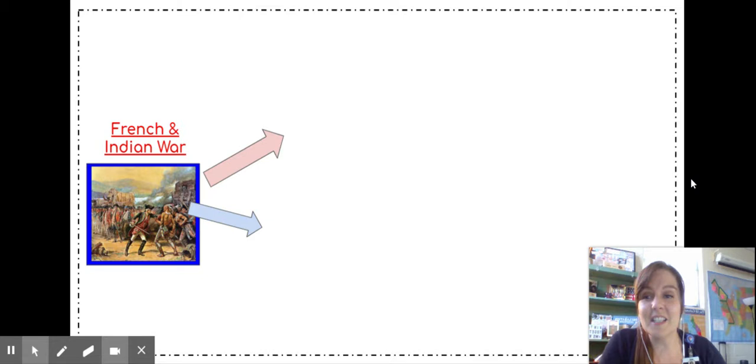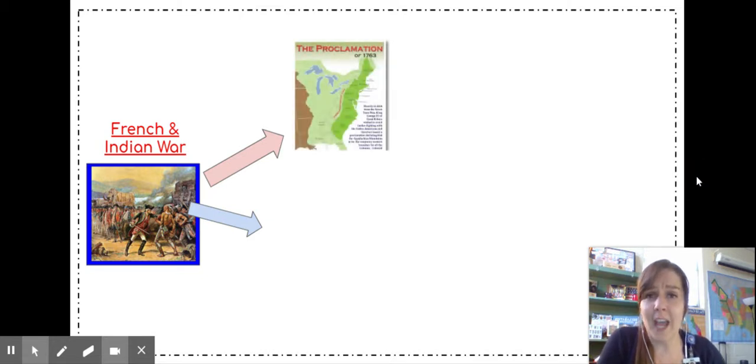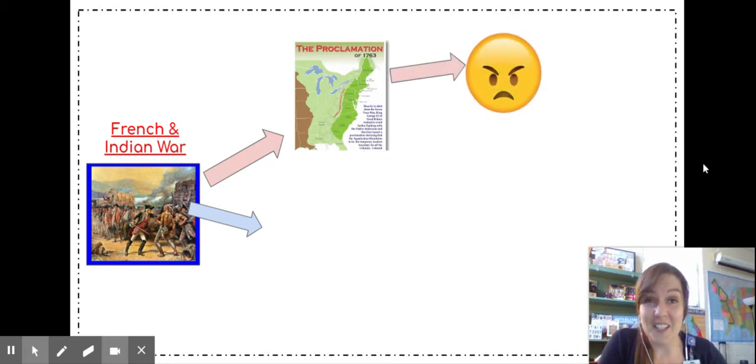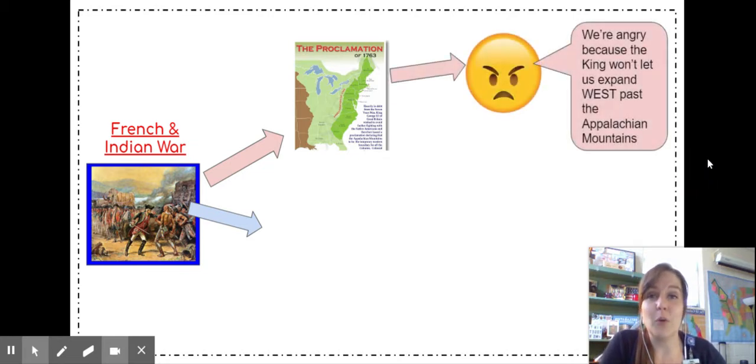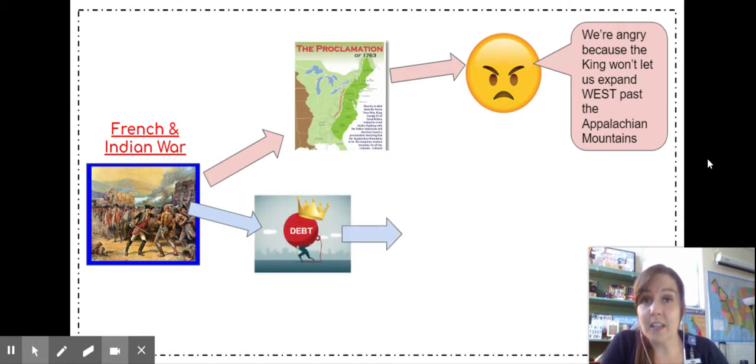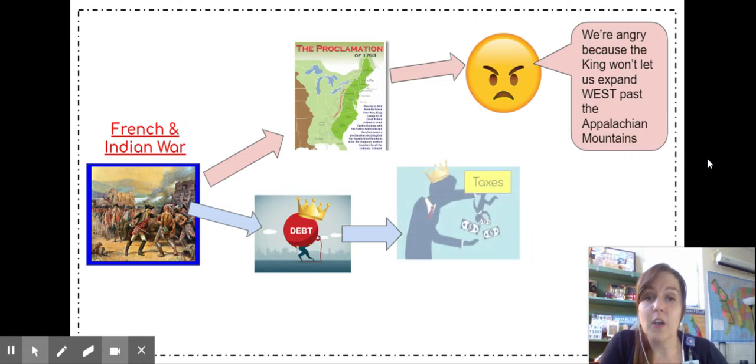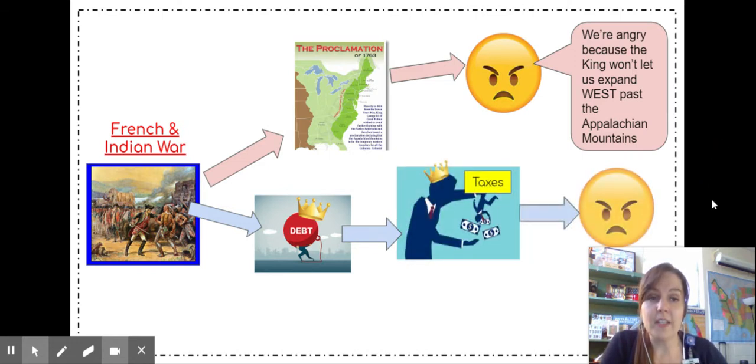As a recap, the French and Indian War has two big effects: the proclamation line, which makes the colonists angry because the king won't allow them to expand westward, and then the big debt that the French and Indian War causes, which leads to taxes. And the taxes make the colonists angry, but maybe not for the reason you think.